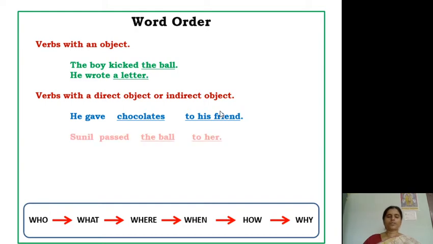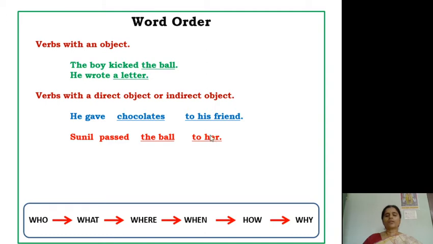And let us see one more example. Sunil passed the ball. Passed is the verb, Sunil is the subject, and the ball is the object, and it is a direct object. Immediately after the verb, we have placed the direct object, and then to her. Her is the indirect object. So the placement of an indirect object is what we have to focus on.